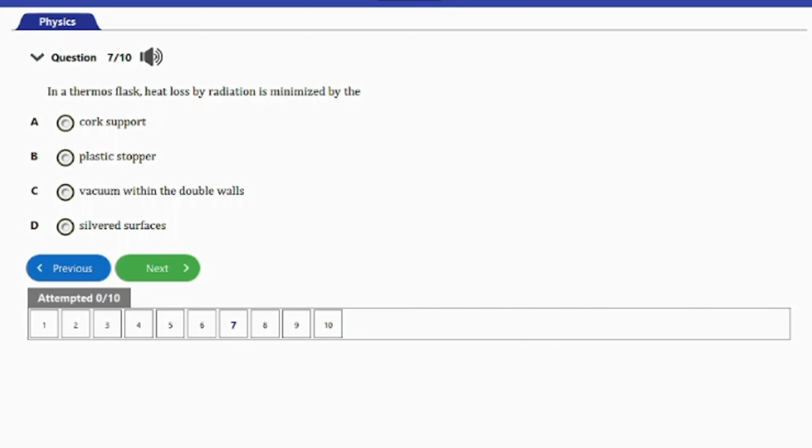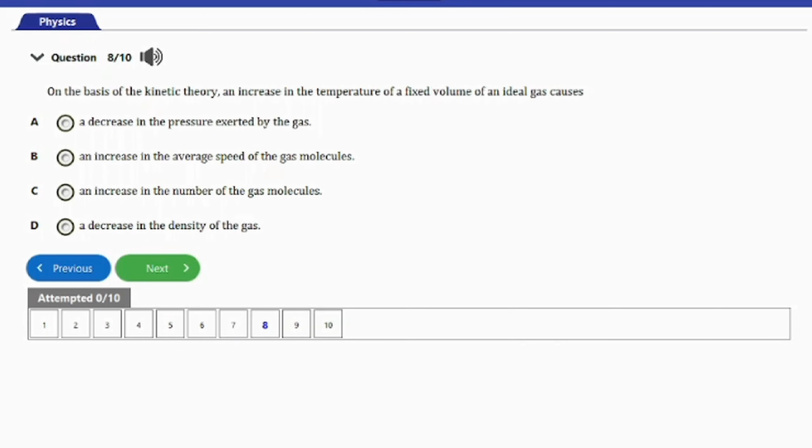So let's go ahead and consider the next question. And that's question number 8 here. It says, on the basis of the kinetic theory, an increase in the temperature of a fixed volume of an ideal gas causes A, a decrease in the pressure exerted by the gas, B, an increase in the average speed of the gas molecules, C, an increase in the number of the gas molecules, D, a decrease in the density of the gas. So guys, the answer to this question here is option B.